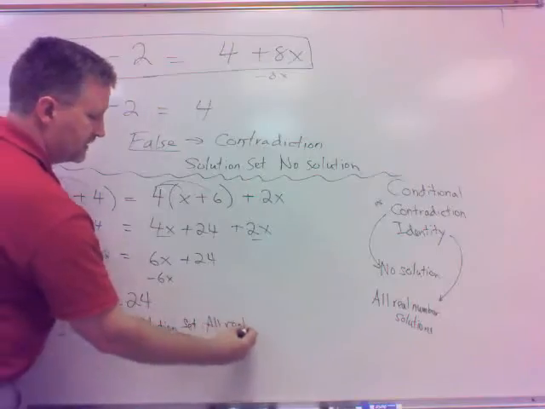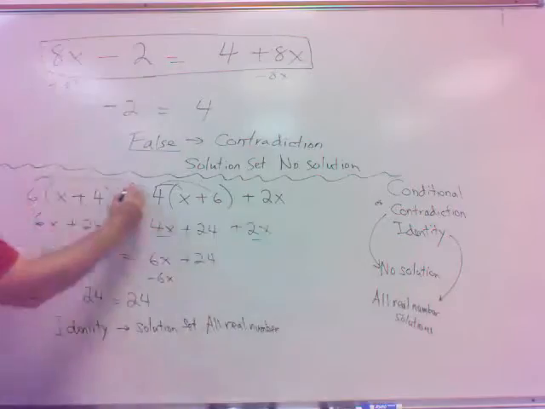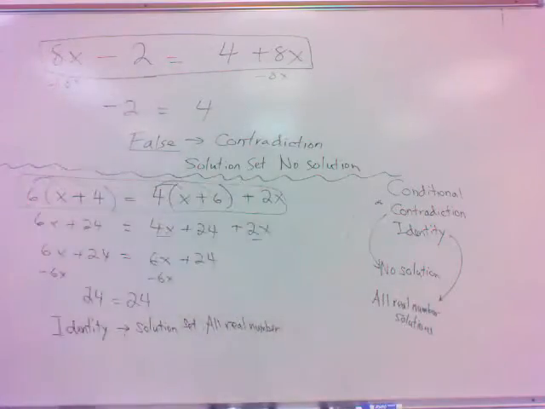In other words, any number works back in this original equation. X can be any number: 5, negative 5,000, any number. Okay? So there'll probably be a question or two about that come test time. All right?